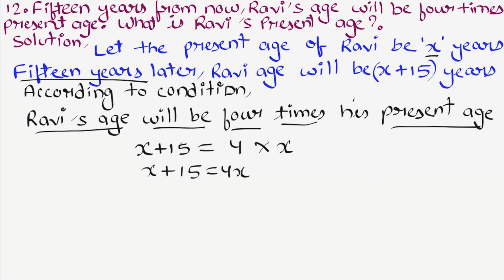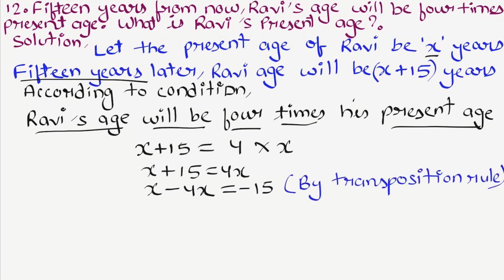Now bringing the variable terms together, that is 4X from the right hand side of the equation to the left hand side, that would be X minus 4X is equal to, and plus 15 from the left hand side to the right hand side, minus 15. X has a plus sign, minus 4x has a minus sign. One term with the plus sign and the other term with the minus sign. What do we do? Subtraction. 4x subtracted from 1x is 3x, and the sign of the greater number, that is minus 4x. So minus 3x. On the other side, minus 15. Both sides have a minus sign, so they get cancelled.